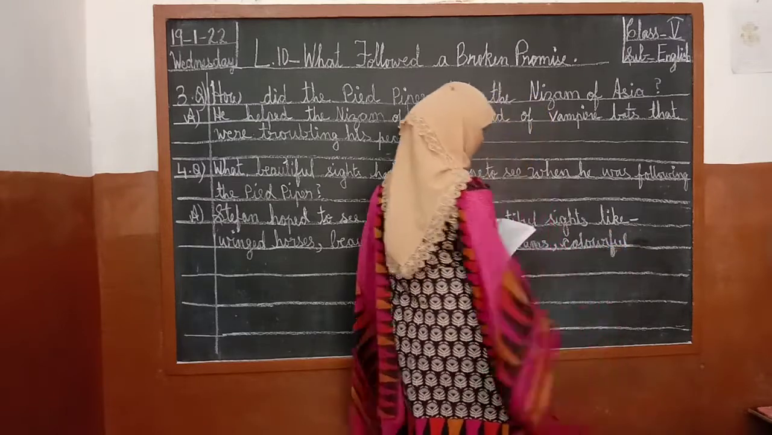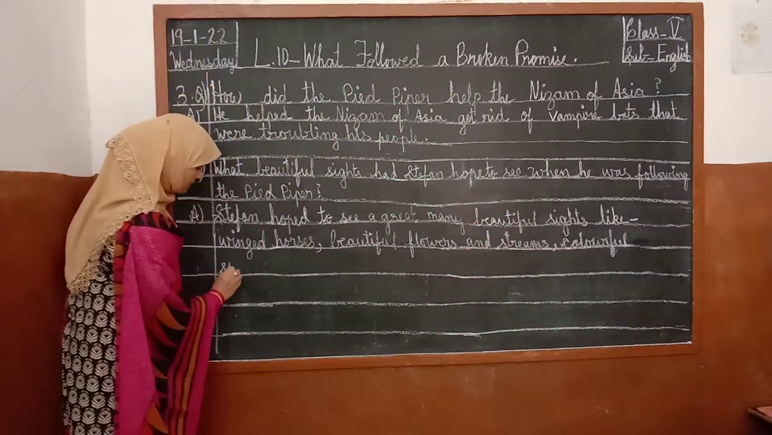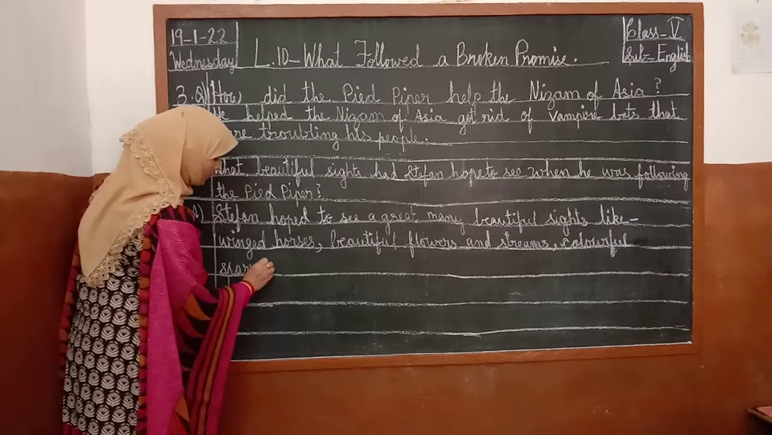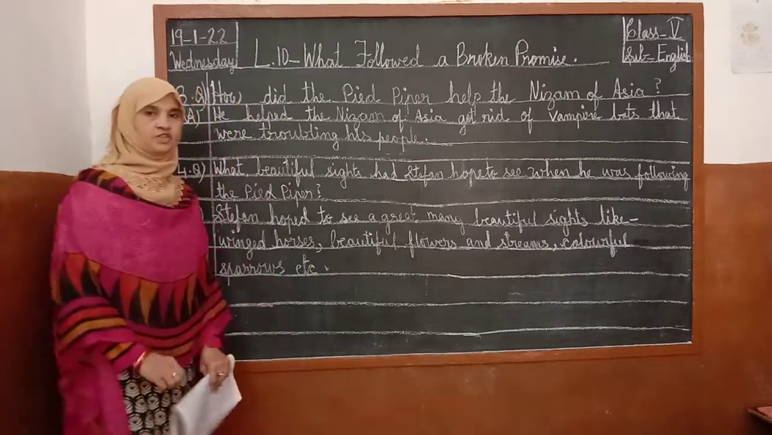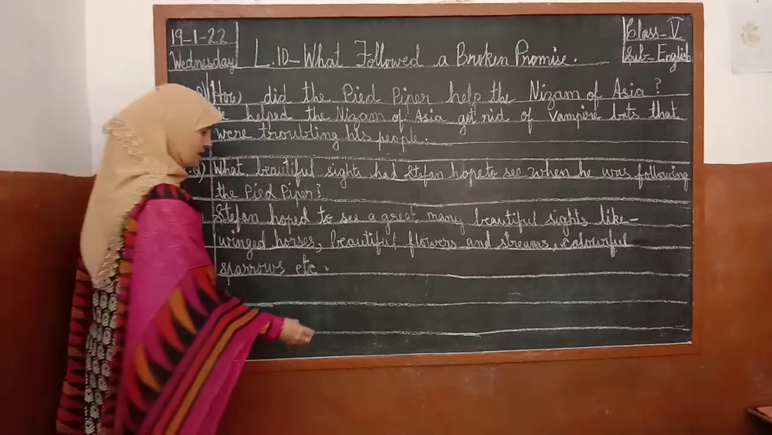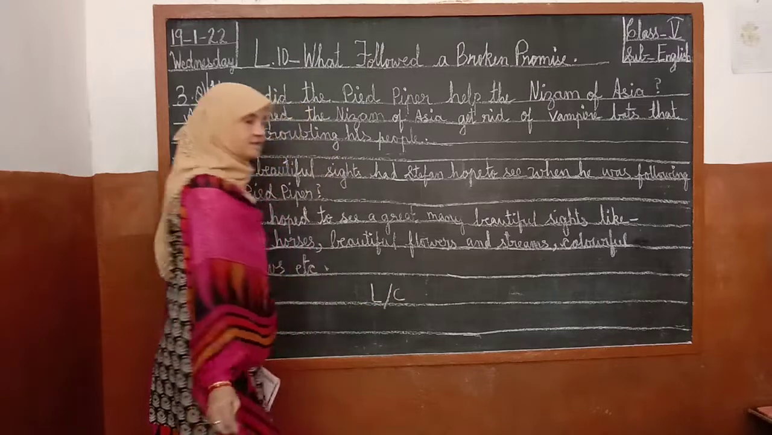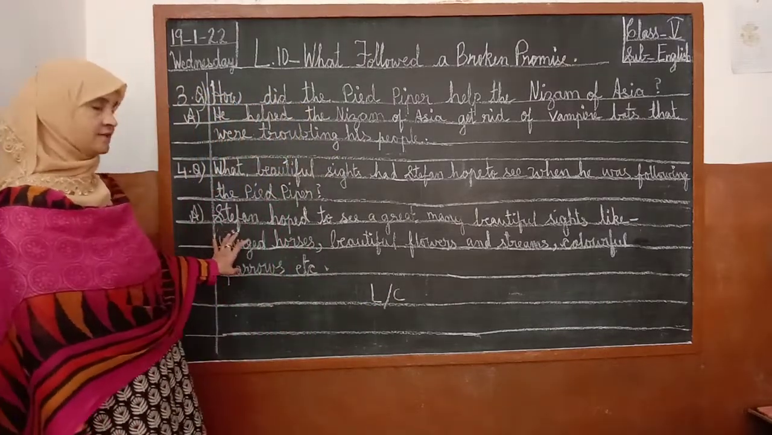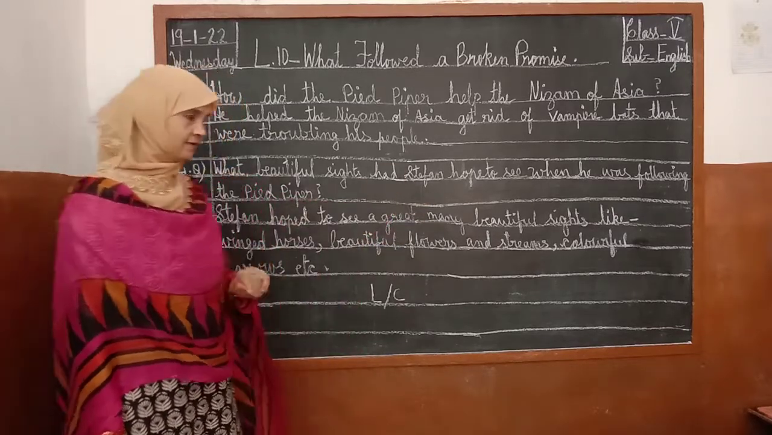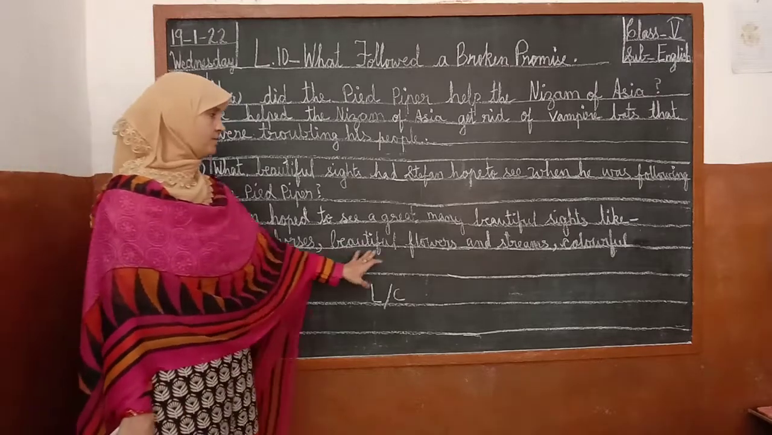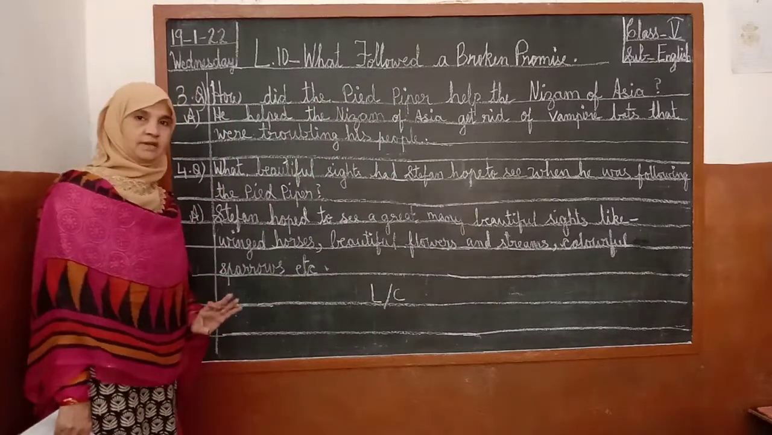Colorful sparrows, etc. S-P-A-R-R-O-W-S, sparrows, etc. The answer is finished, and the lesson is finished. Leave one line and write lesson complete. Is that clear? I'll read the answer. Stephen hoped to see a great many beautiful sights like winged horses, beautiful flowers and streams, colorful sparrows, etc. Is that clear?